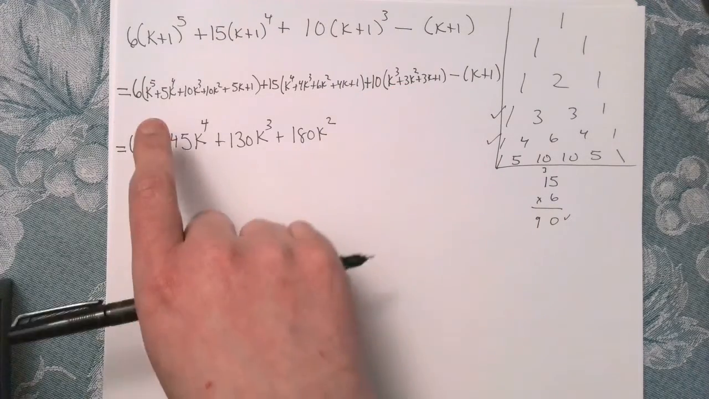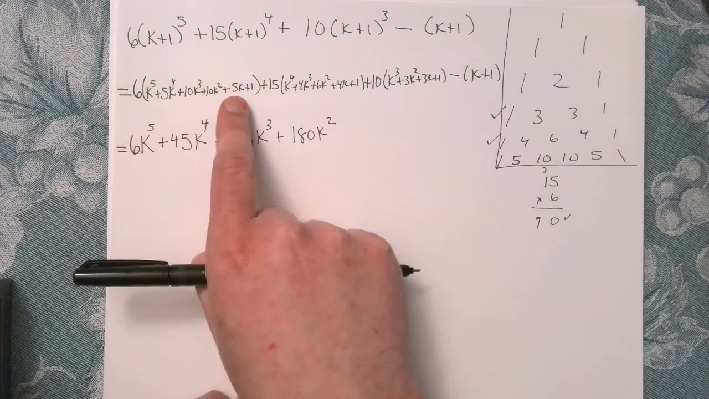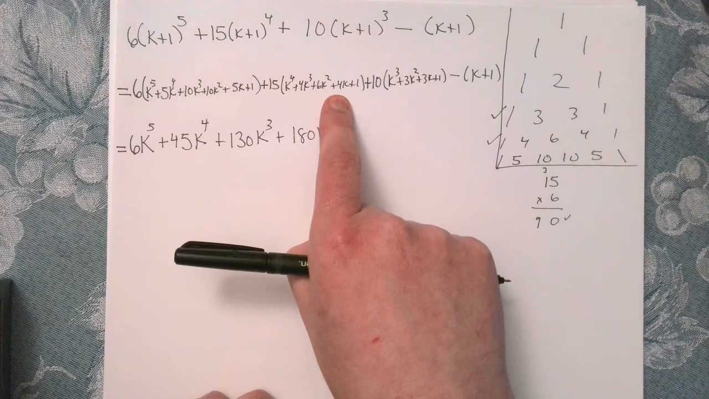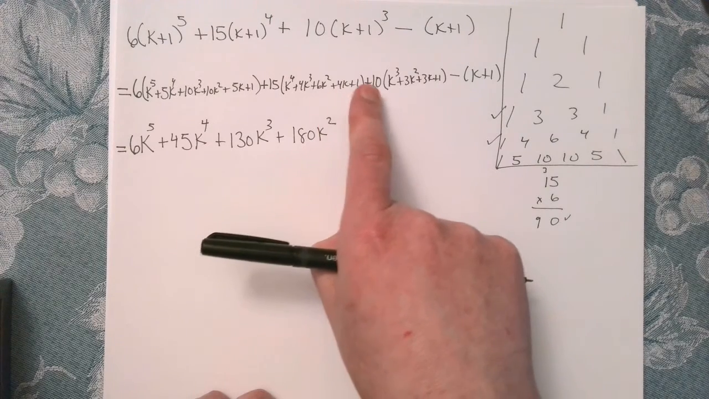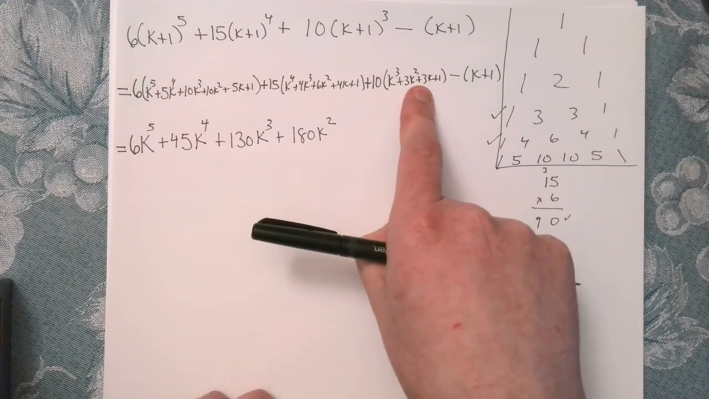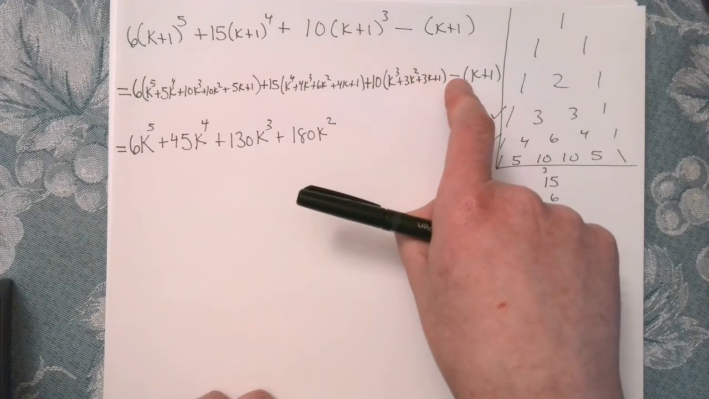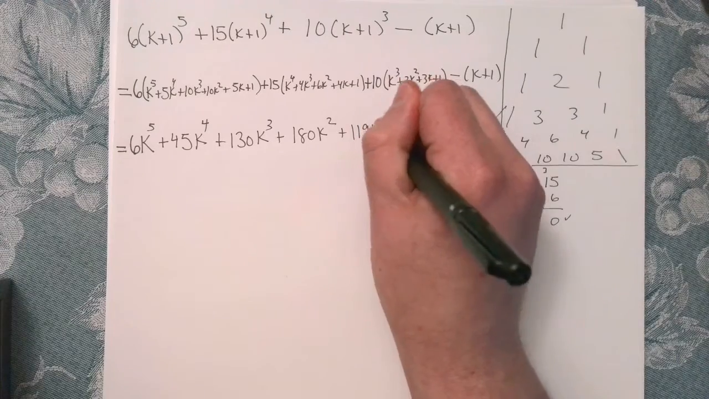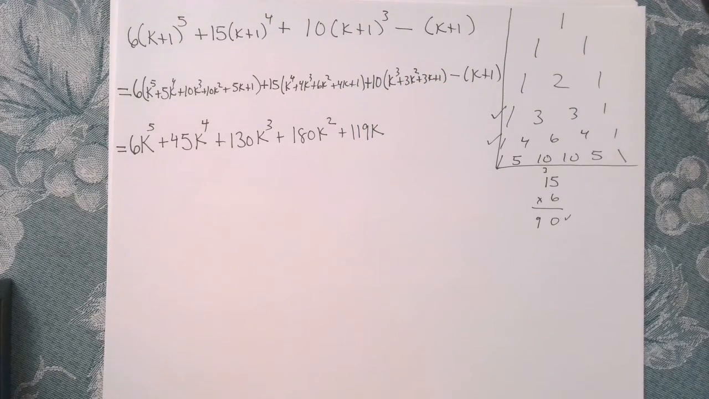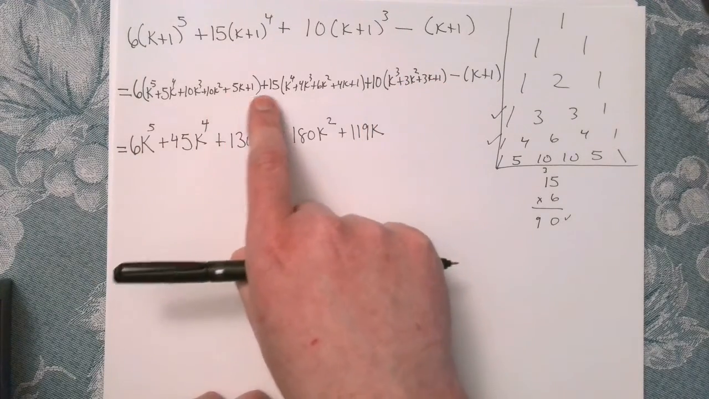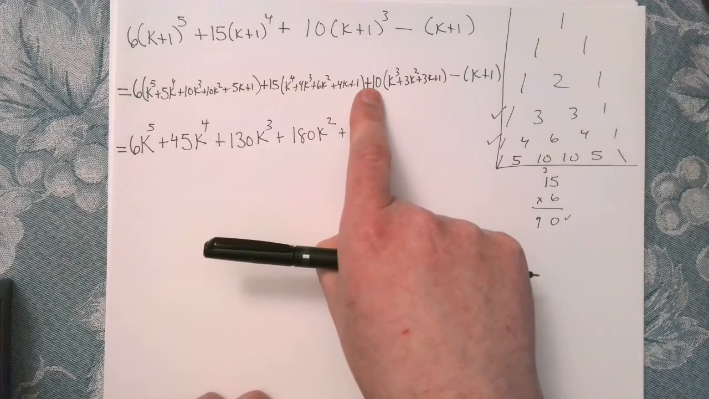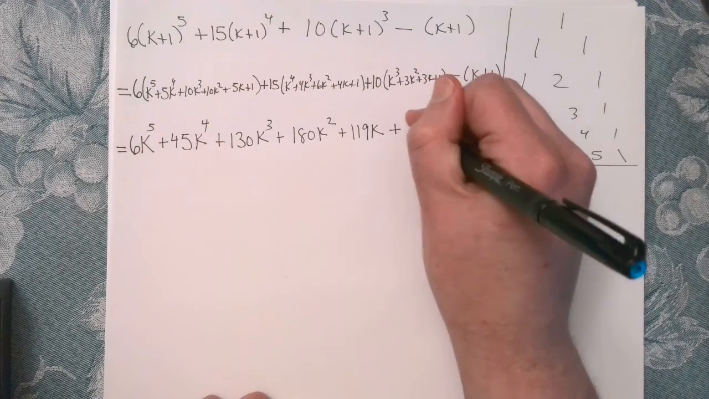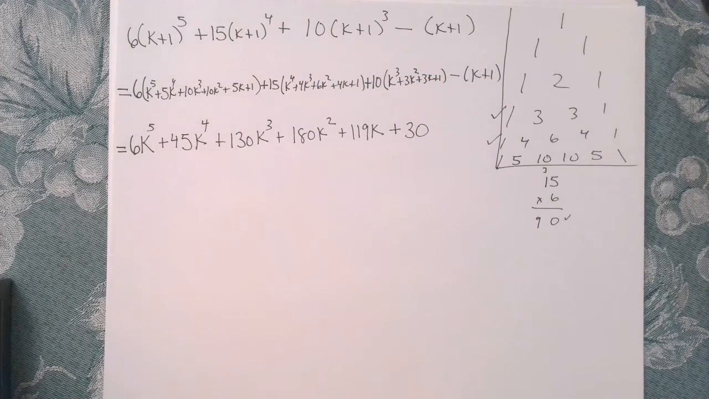All right, so let's see here. Next for our k's, we've got 30, we've got 60, we've got 30, and then minus 1. So that's 119k. And then what about our constant terms? So we've got 6, we've got 15, we've got 10, minus 1. So that will be 30.